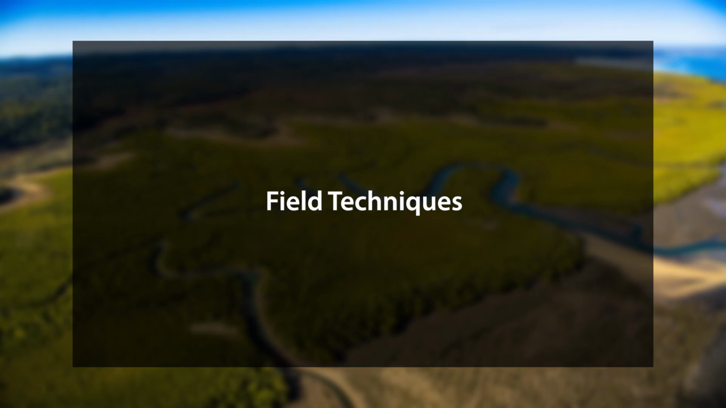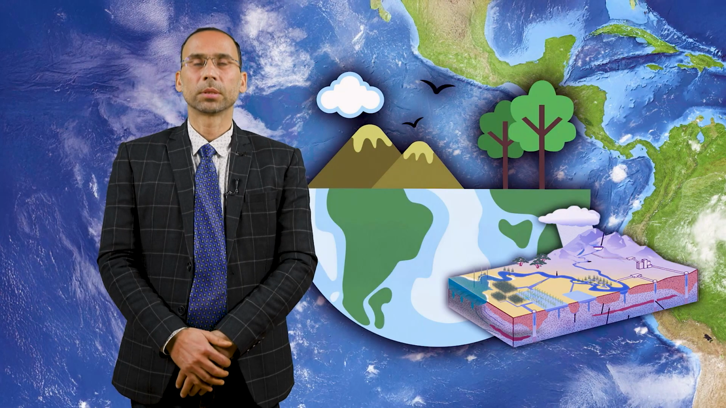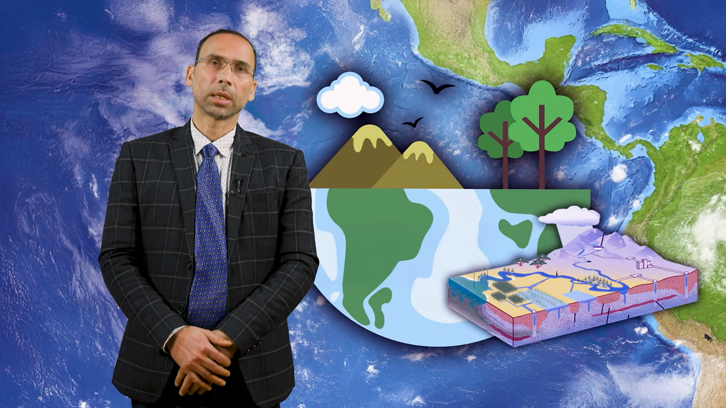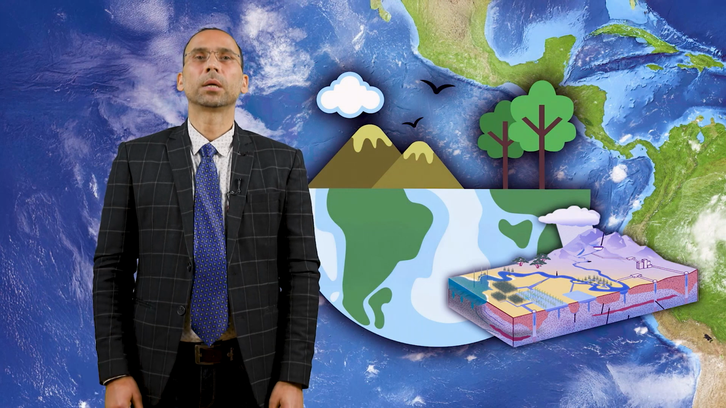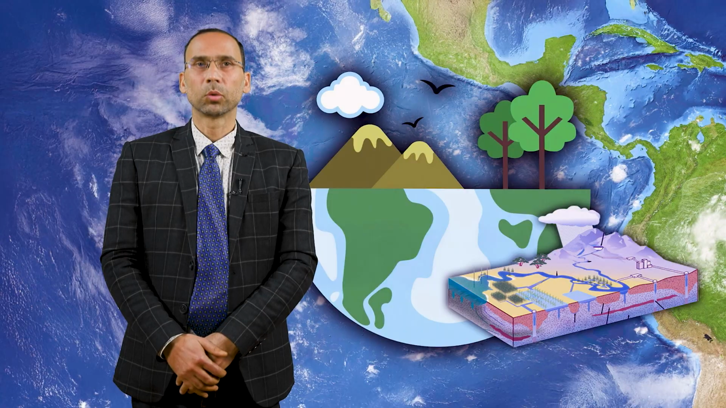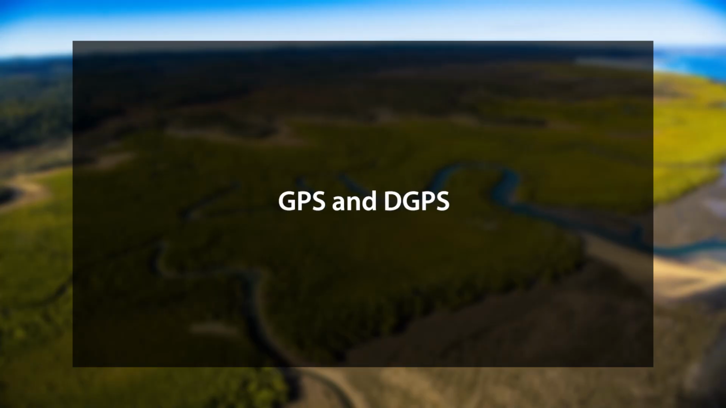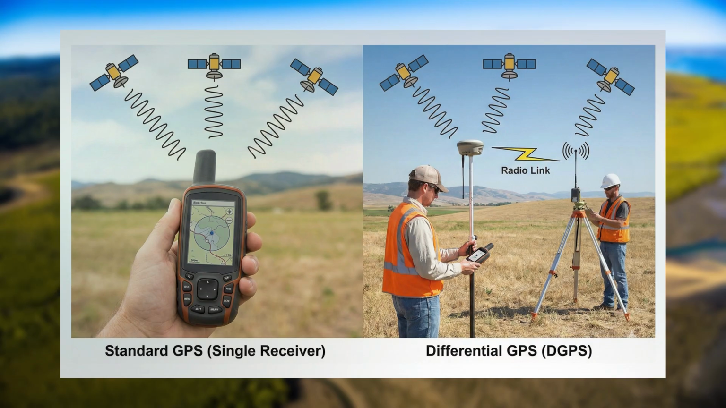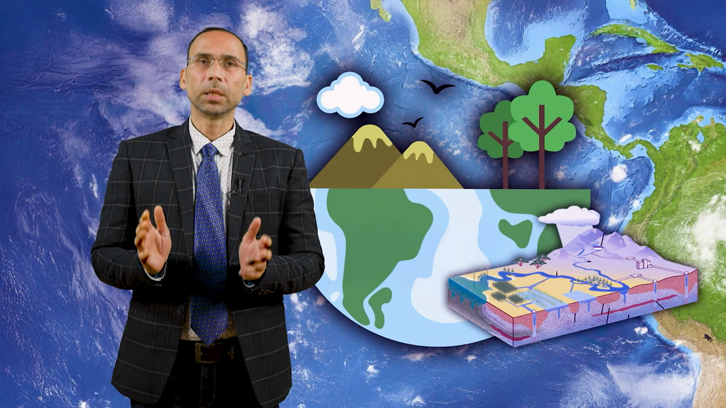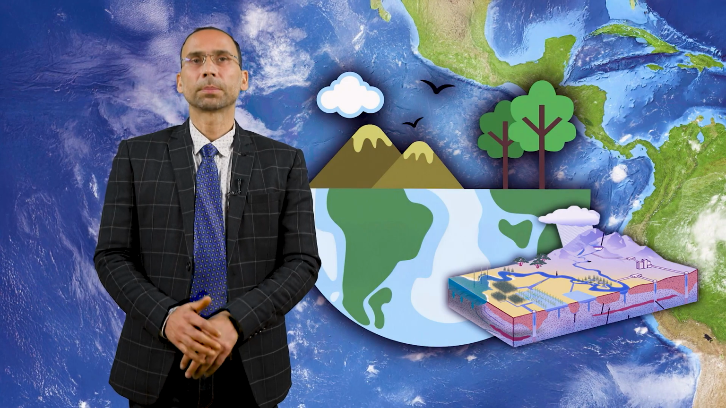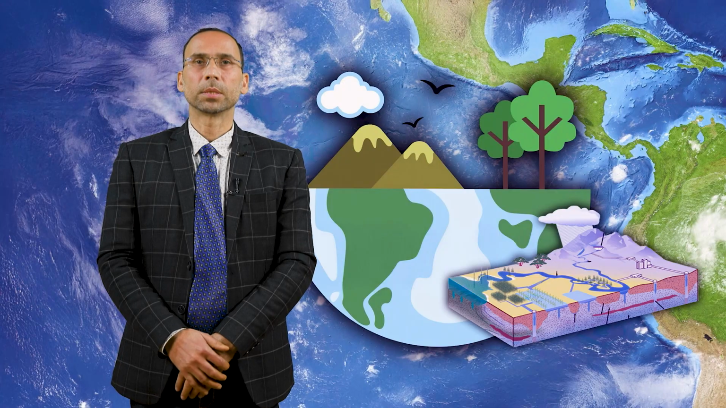First, field techniques. Field data is important to understand the hydrological cycle and the processes. Several approaches are used to collect and analyze the field data from the watersheds. They include GPS and DGPS. The location and elevation data is collected using global positioning system and differential global positioning system technologies. They provide high precision spatial data for different purposes.